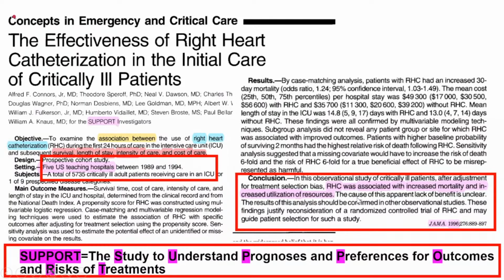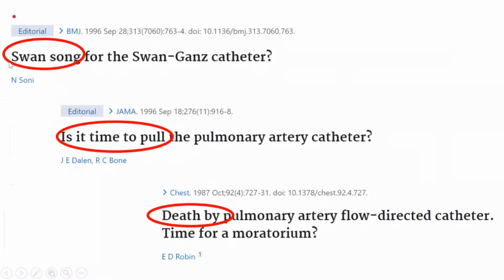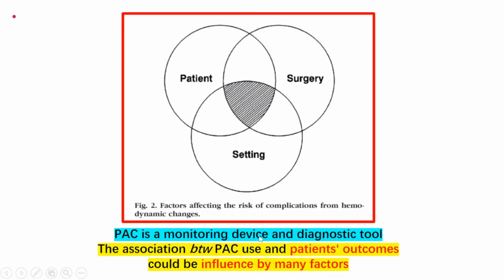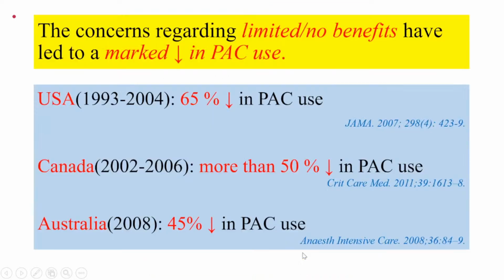editorials with titles such as "Is it time to pull the pulmonary artery catheter?" appeared in leading journals. But don't forget, PAC is just a monitoring device and diagnostic tool, and the patient's outcome can be influenced by many factors. The concerns regarding the limited or no benefits have led to a marked decrease in PAC use. In the US, a 65% decrease; Canada, more than 50%; Australia, same story.